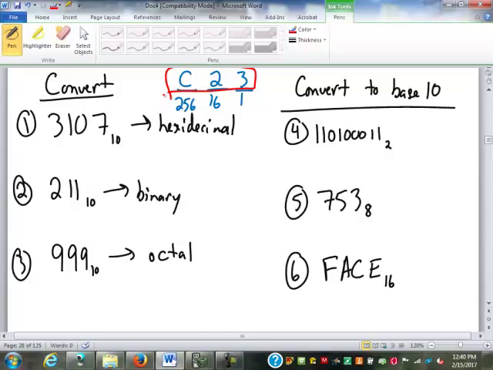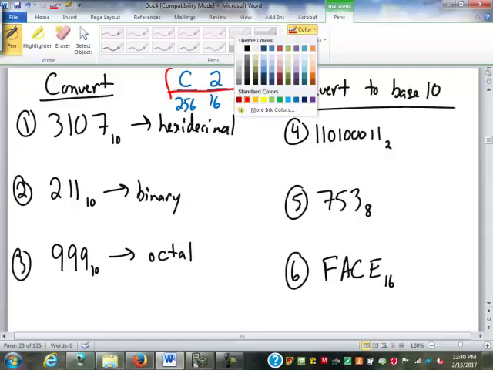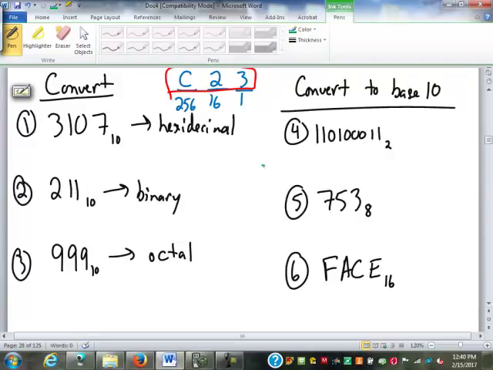I got C23, perfect. Now 211 base 10 going into binary. So remember, this is the 1s, the 2s, the 4s, the 8s, 16s, 32s, 64s, 128th. The next one would be 256. That's bigger than what we have, so we don't need that.